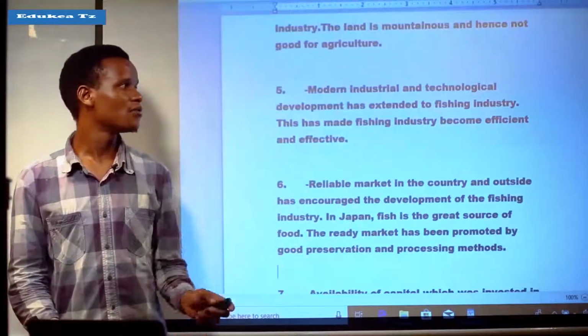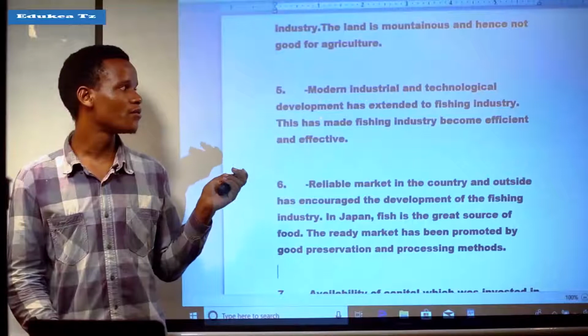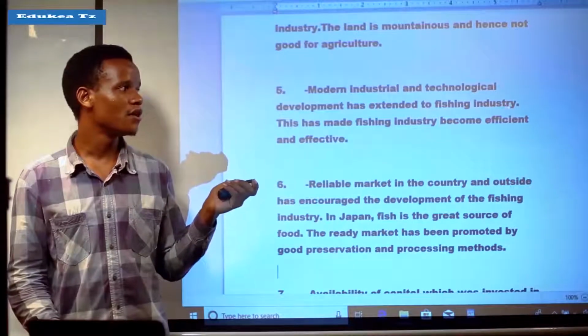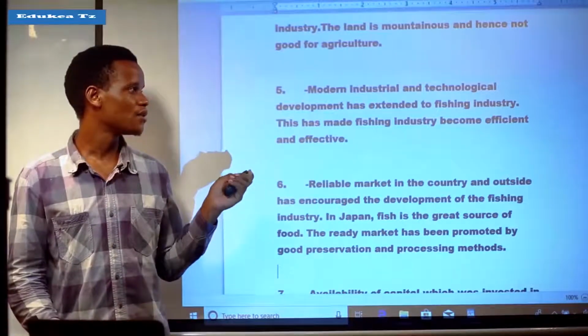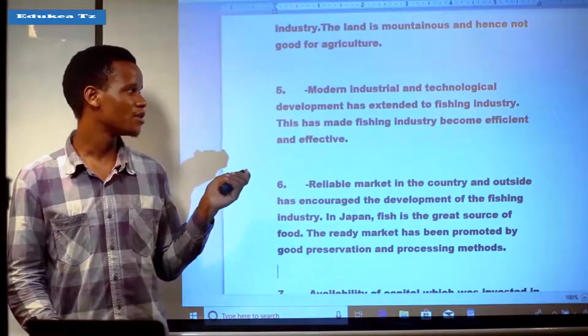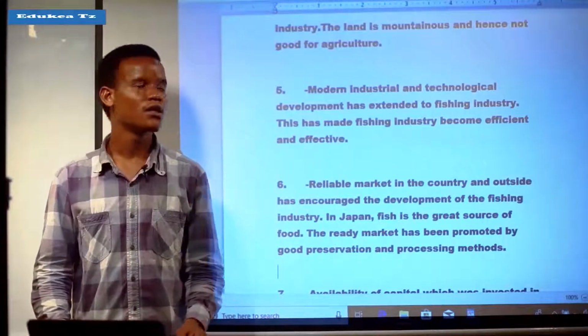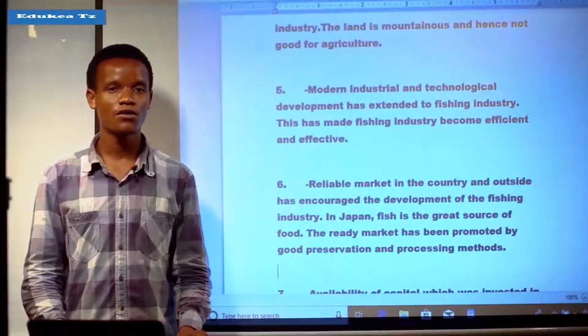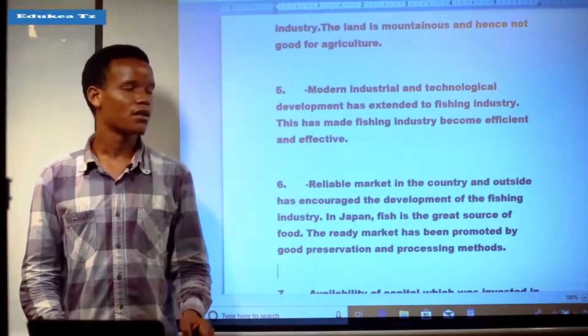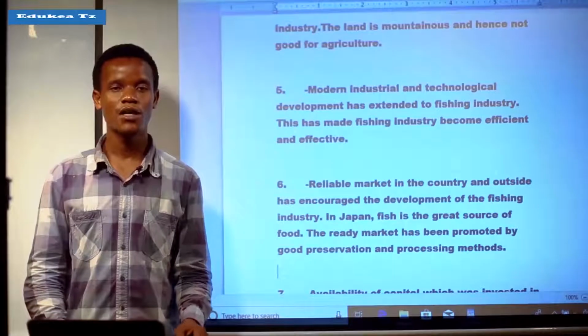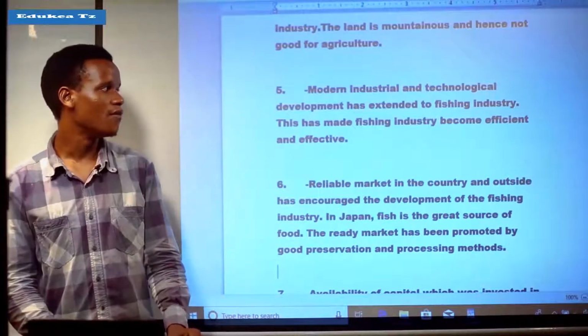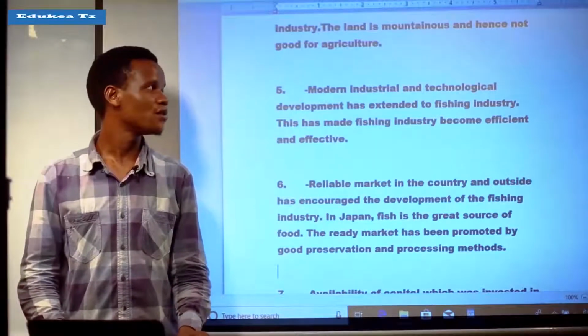And another is that modern industry and technological development has extended to the fishing industry. This has made the fishing industry efficient and effective. Due to the availability of industries and the technology developed in Japan, this also contributed much to the development of the fishing industry in Japan.